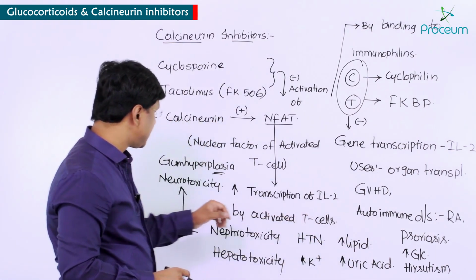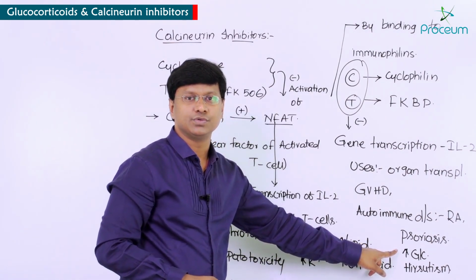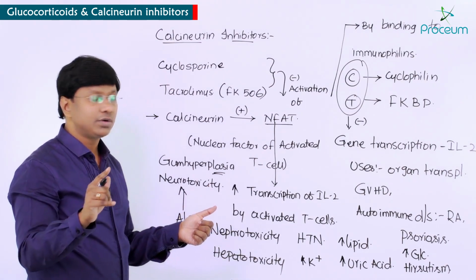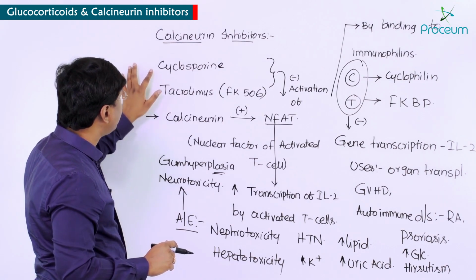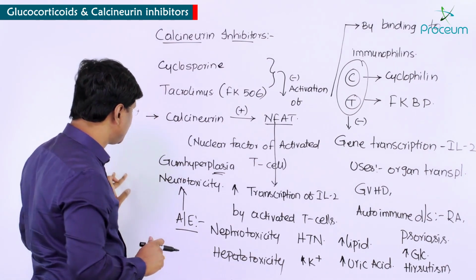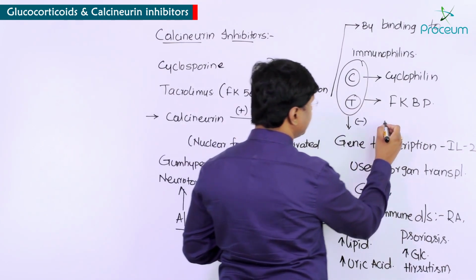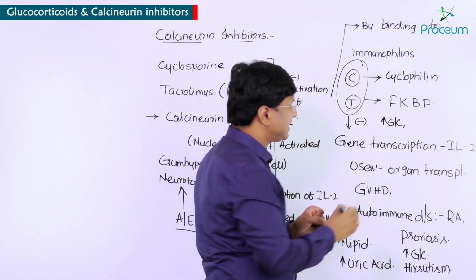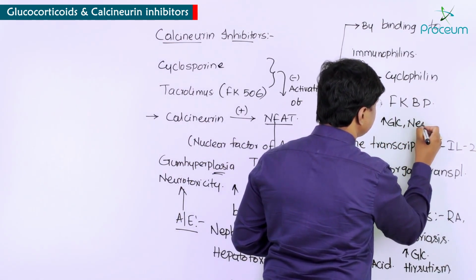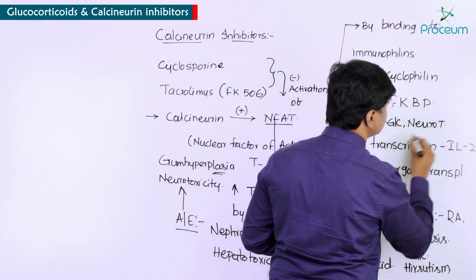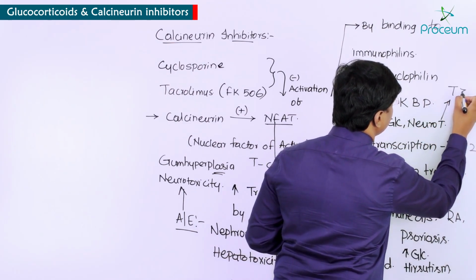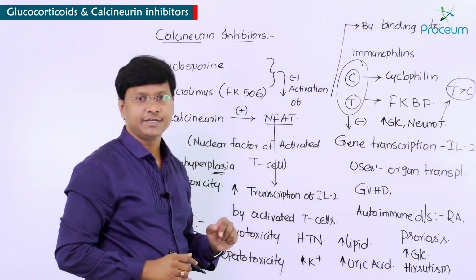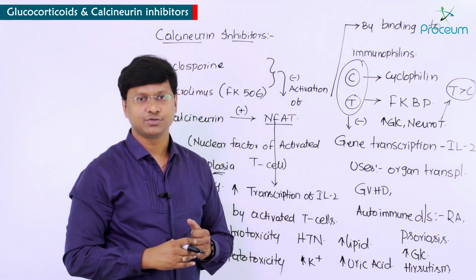The incidence of hyperglycemia, wherein there is an increase in glucose, as well as neurotoxicity, are more with tacrolimus compared to cyclosporin. This is an important point that you should remember: the incidence of hyperglycemia as well as neurotoxicity is more with tacrolimus compared to cyclosporin.